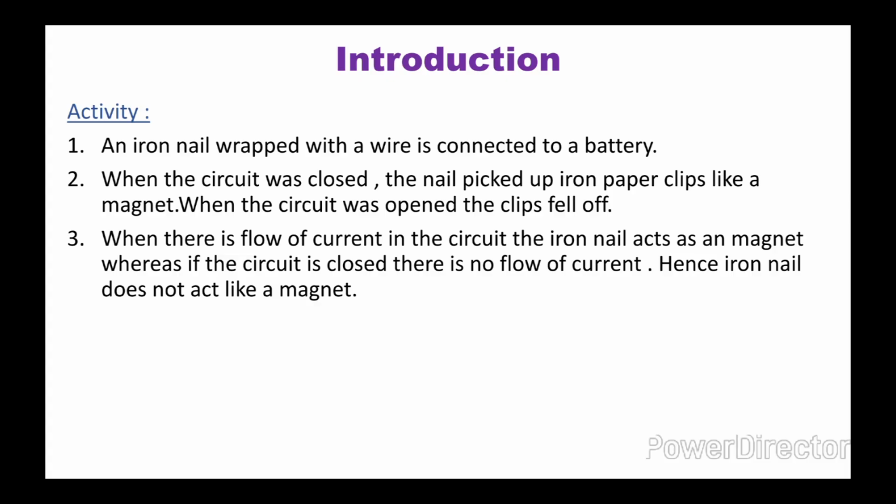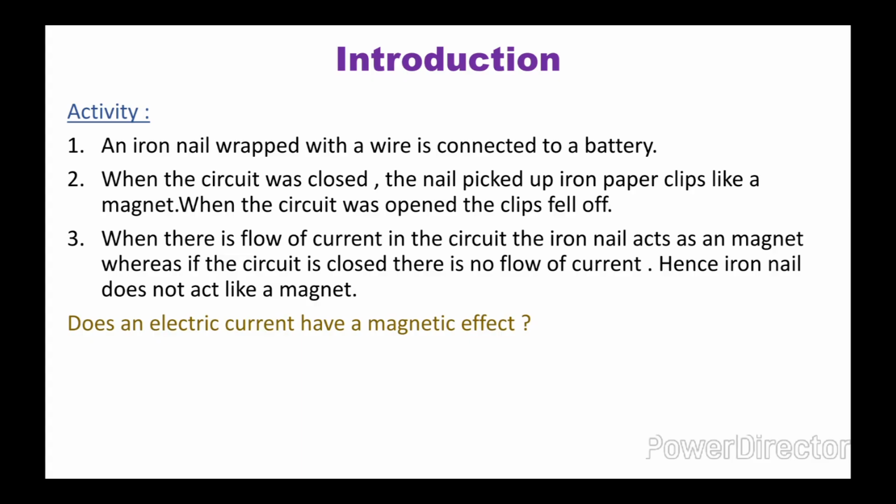That means electricity and the magnetic effect are interconnected. That means electric current has a magnetic effect. Hence, when there is flow of electric current in a circuit, the iron nail acts as a magnet, whereas when there is no flow of current, it is just an iron nail. It does not act like a magnet. Hence the paper clips will fall off. Next we shall study: does the electric current have a magnetic effect? Does the electric current have influence on magnetic effect?